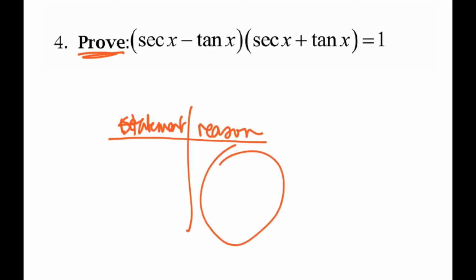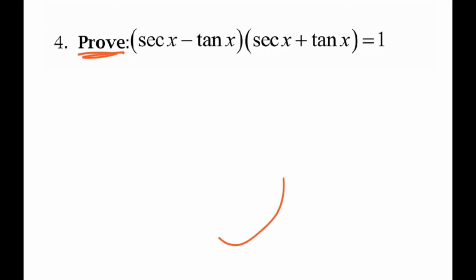All of your reasons are things like definitions and theorems. However, you do proofs all the time in math just when you show all of your steps to working through an equation. Every time you show your steps of how you get from beginning to end, that in and of itself is a proof. What we're going to be doing for this type of proof is working on one side of the equation to make it look like the other side.